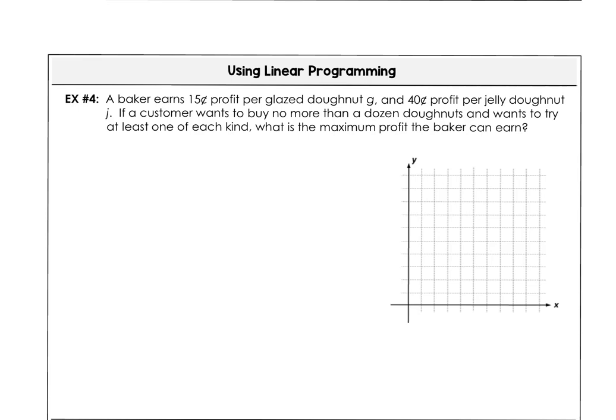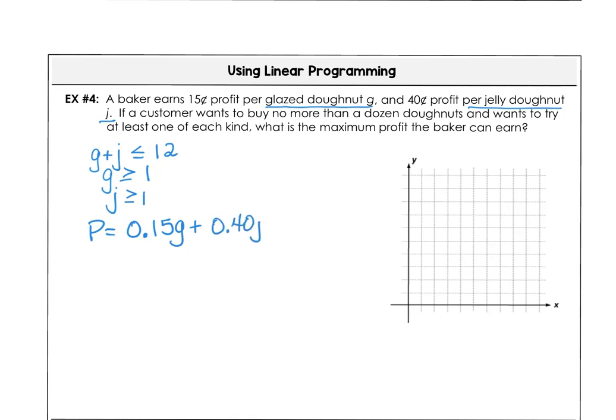So I'm going to use G for glazed and J for jelly. If they want to try one of each, that would be G plus J has to be less than or equal to 12 in a dozen. And G would be greater than or equal to 1, and J would be greater than or equal to 1, so that they could try one of each. Now our profit objective function is based on the money, 15 cents per glazed and 40 cents for every jelly.